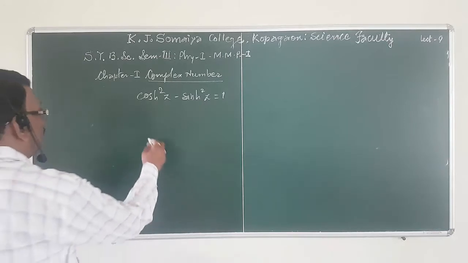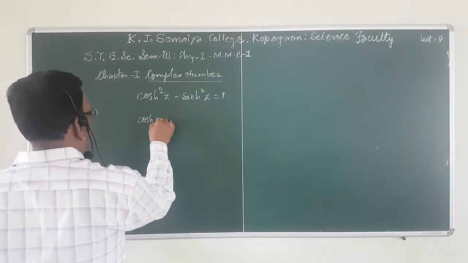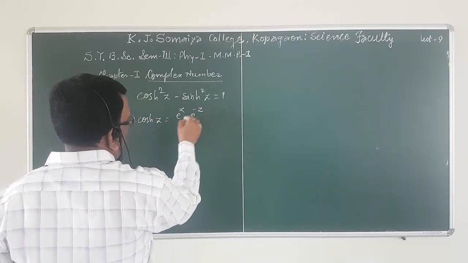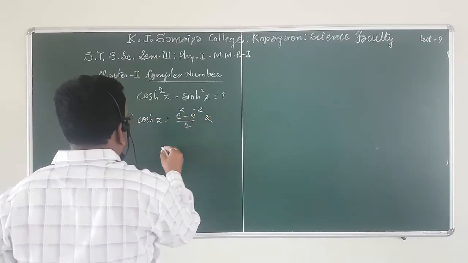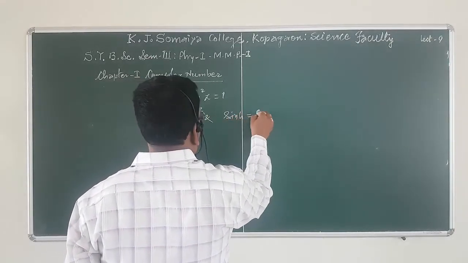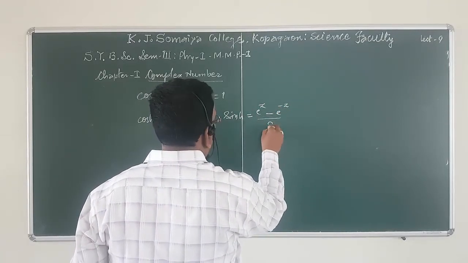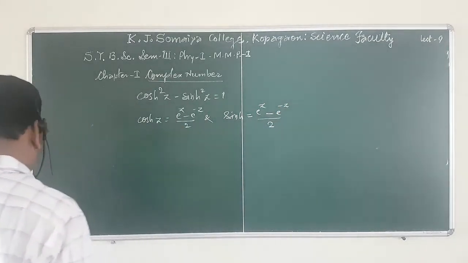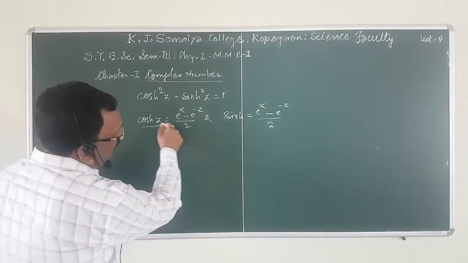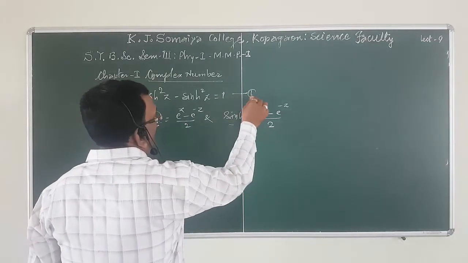Now, again we have cosh z is equal to (e raised to z plus e raised to minus z) upon 2, and sinh z is equal to (e raised to z minus e raised to minus z) upon 2. Now substitute the value of cosh z and sinh z in the LHS of this equation. Suppose this is equation number 1.